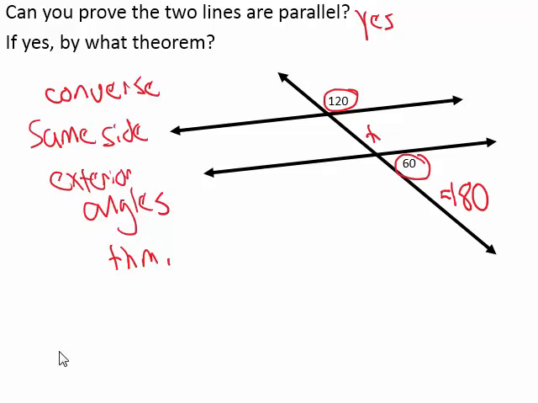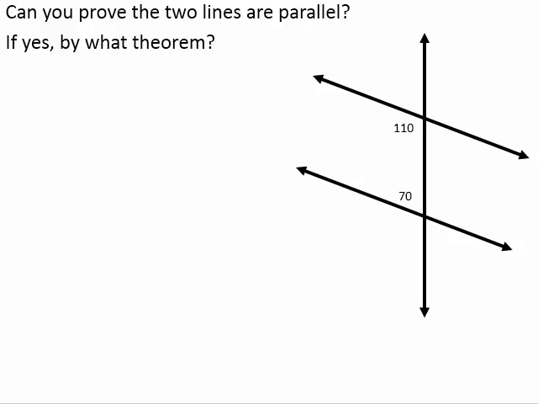And we can use these theorems over and over again in a variety of situations to prove two lines are parallel. Let's take a look at just one more example, and then I've got one that will show you that doesn't always work. So let's start off with this one. Go ahead and pause the video, try it out, and press play when you're ready to see the answer.